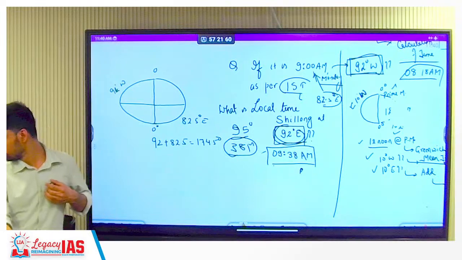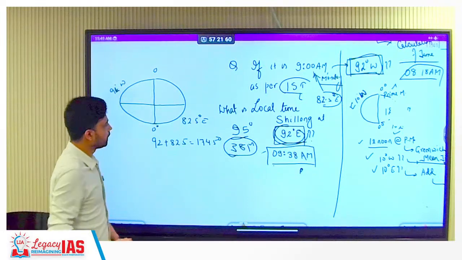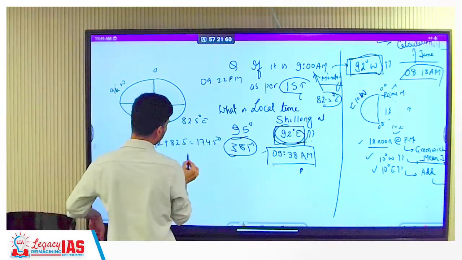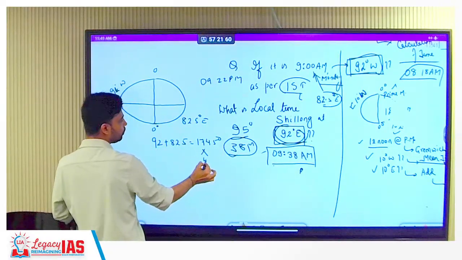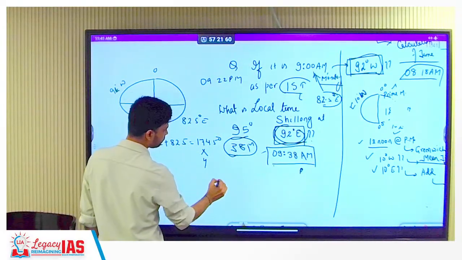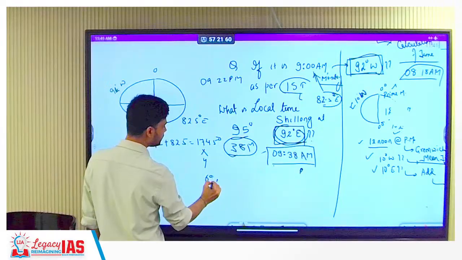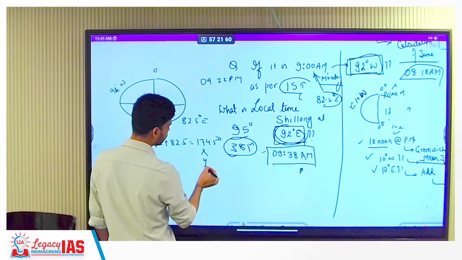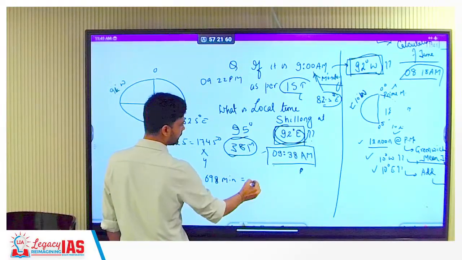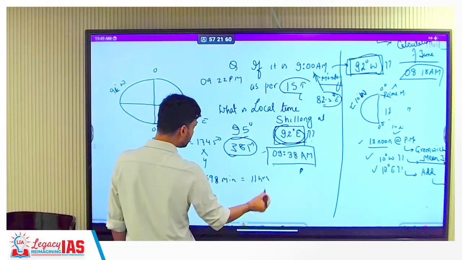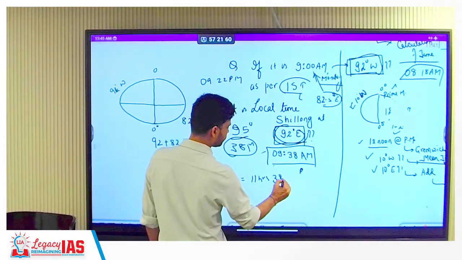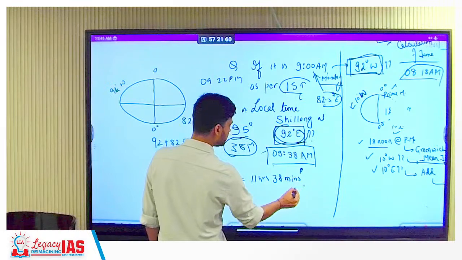Yeah, Sunday 9:22 p.m. I think that should be the right answer. Okay, so 174.5 into 4. We'll check it. So how much is the difference in minutes? 698, right? 698 minutes. That means how many hours? 11 hours and how many minutes? 38 minutes. Yes. So 11 hours 38 minutes.